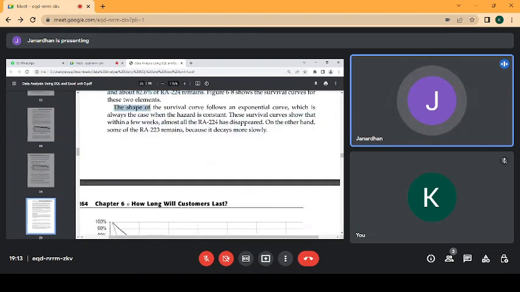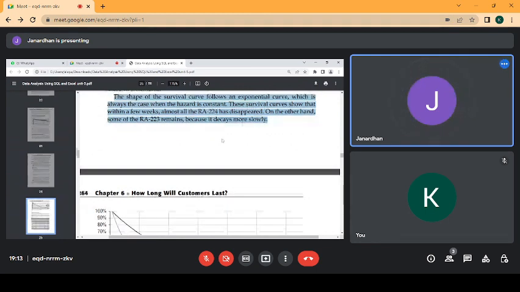The shape of the survival curve follows an exponential curve, which is always the case when the hazard is constant. The survival curve shows that within a few weeks, almost all the Ra-224 has disappeared. On the other hand, some of the Ra-223 remains because it decays more slowly.